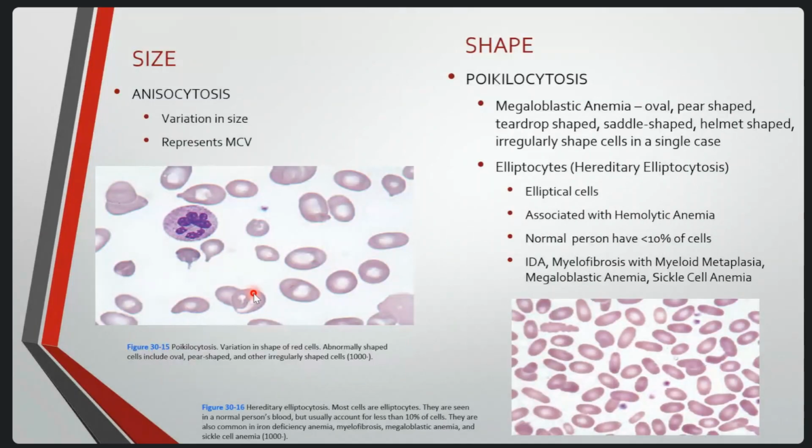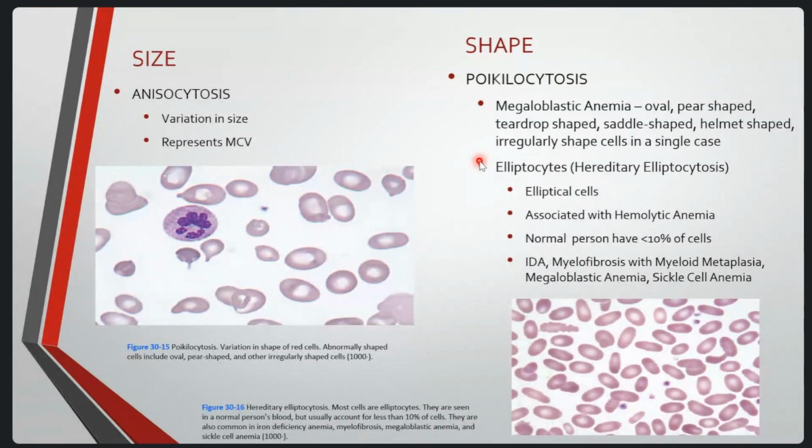For the variation in size, we term it anisocytosis, and it is represented by our MCV. As I've mentioned earlier, if it's less than 80 femtoliters, it can be classified as microcytes. If it's more than 100, they are macrocytes. Now, when there's variation in size, there's also variation in the shape of the red blood cells.